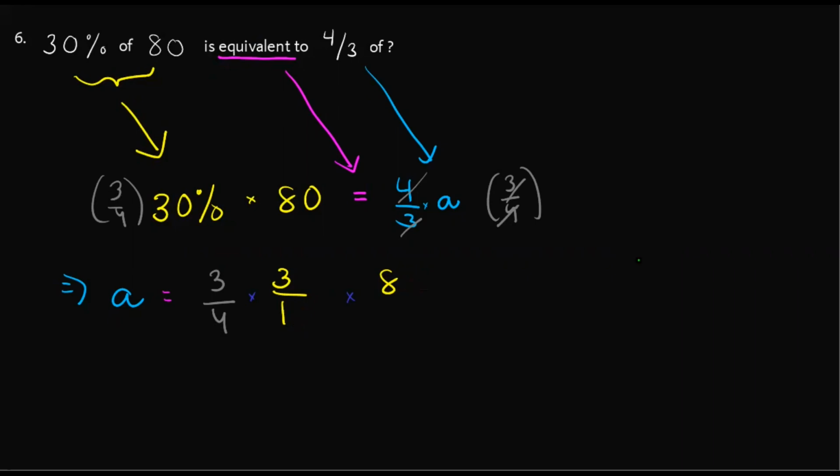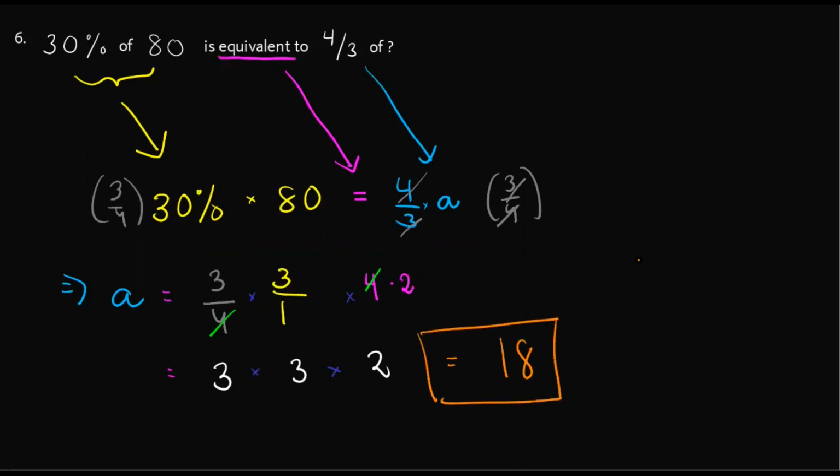And then note that 8 is equal to 4 times 2. So we write this one as 4 times 2. So we can cancel out the 4 out here, leaving us with 3 times 3 times 2. And this is simply 3 times 3 is 9 times 2 is 18. And so that is the final answer for this. And so that's basically it.